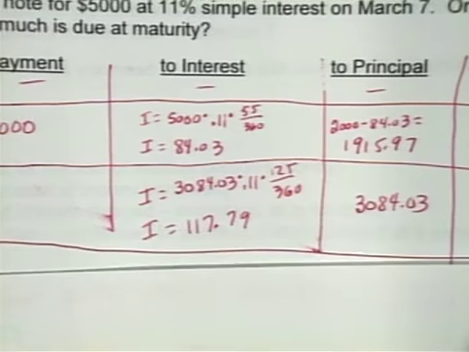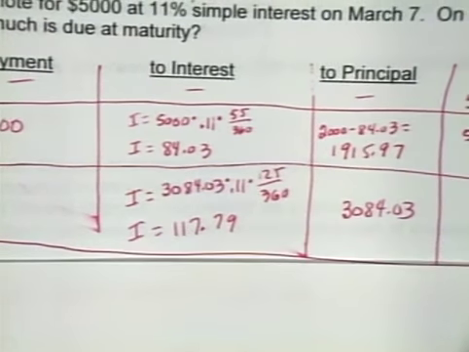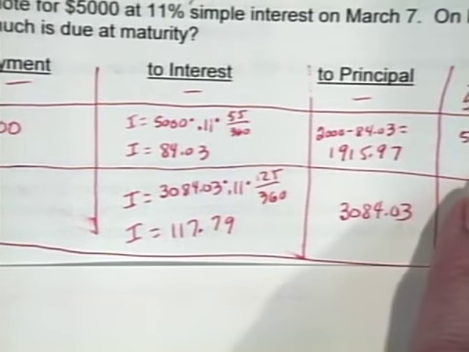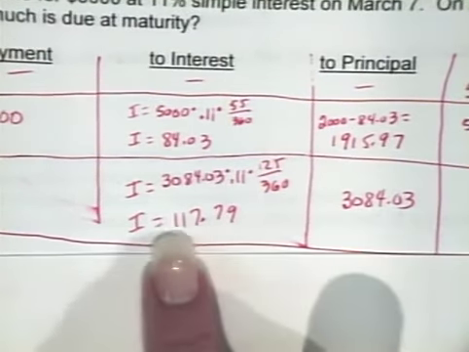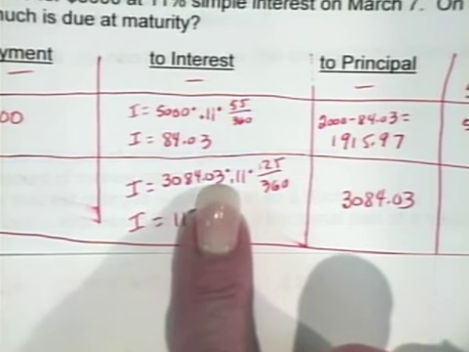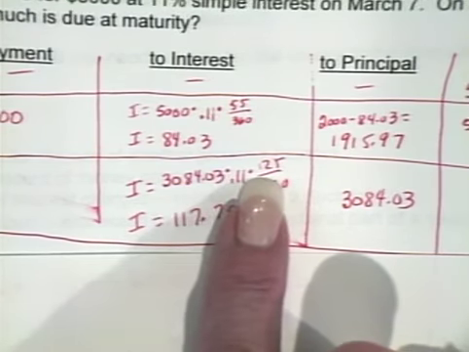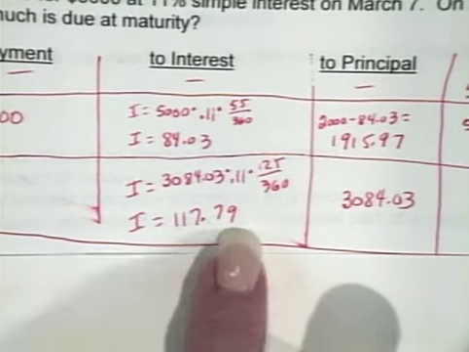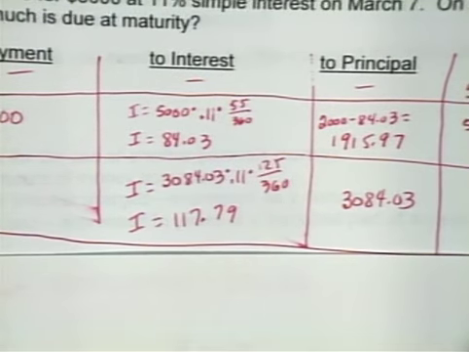At that point, the interest calculation is based on the balance of $3,084.03, right? Okay. 11% interest, 125 days. So on the maturity date, he owes interest of $117.79. Yes? No? Maybe. Fran, what? Why not? Talk to me.